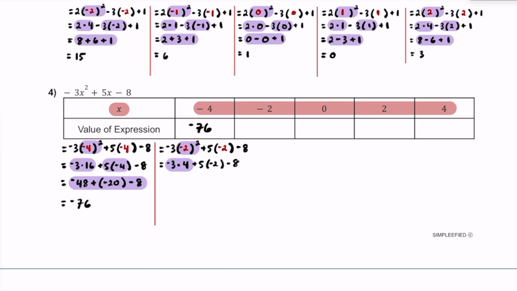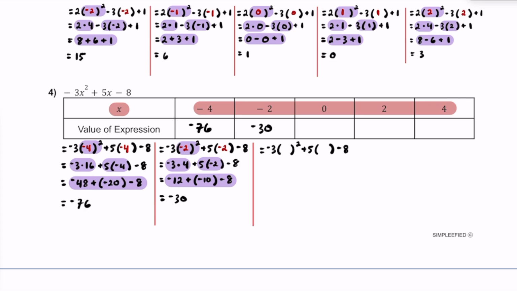So we have 2 multiplication problems right here and right here. Negative 3 times 4 is going to be negative 12. And then 5 times negative 2 is going to be negative 10. So we're going to go ahead and add negative 10 here, and then take away 8 afterwards. Now let's go ahead and just go from left to right here. So negative 12 plus negative 10 is negative 22. Negative 22 take away 8 is going to be negative 30. All right, so that's going to be the value of this expression when x is negative 2.